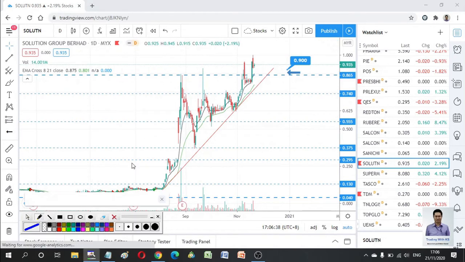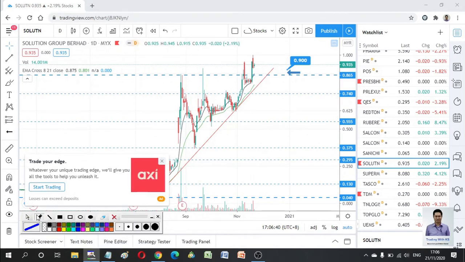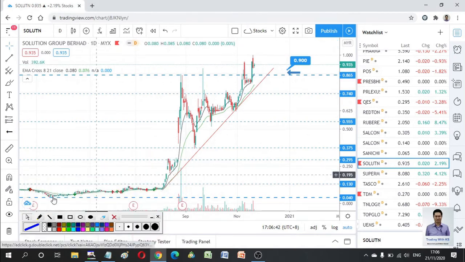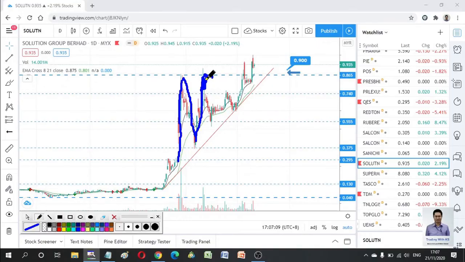So we talked about the coiling pattern, right? This one is also in the coiling pattern. But it broke up one time, then it came down. It really broke up from the coiling pattern, it broke up one time.